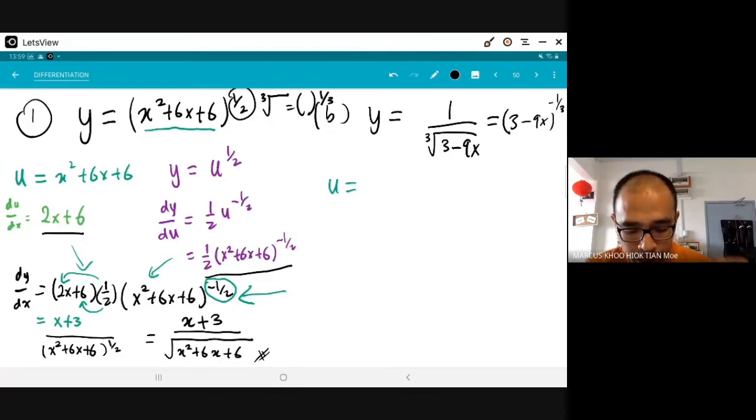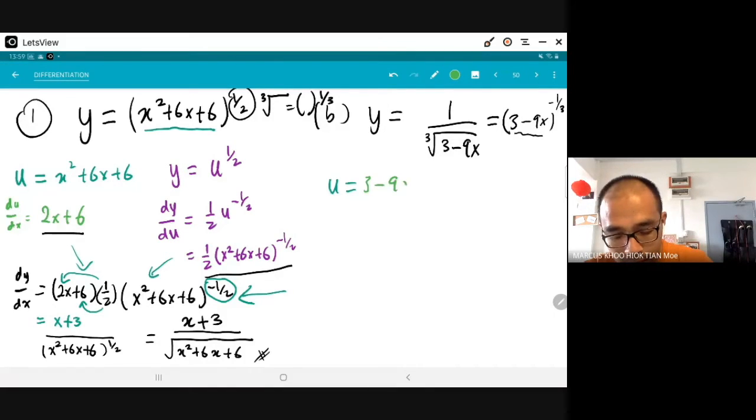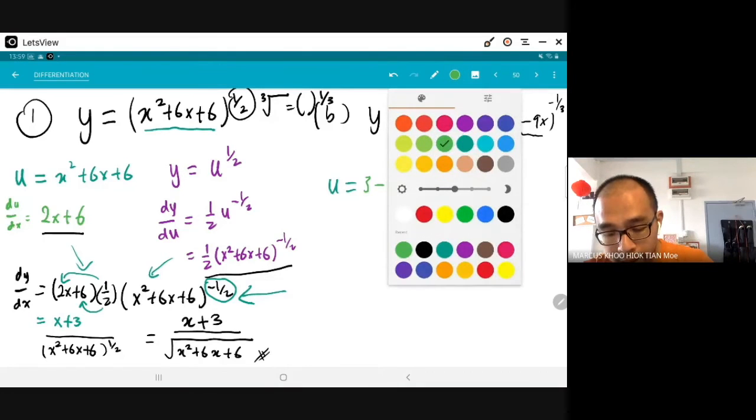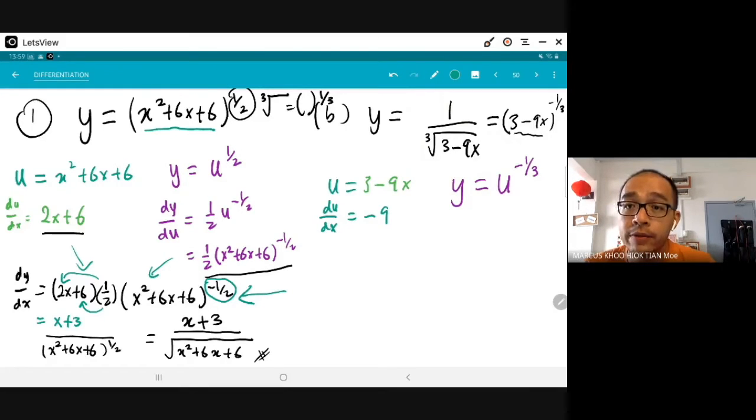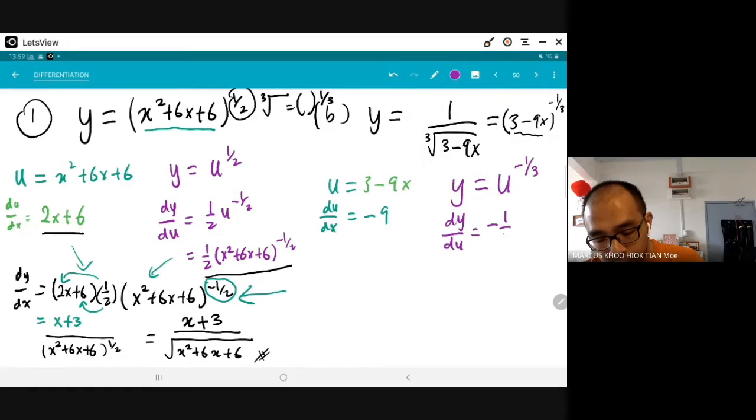Okay, so oleh sebab itu, u is always everything inside the bracket. So u adalah 3 minus 9x. Manakala the y now changes to become y equals u to the power of negative 1 over 3. Okay, totally no problem because calculator is there to help you. So this one du dx will be equal to negative 9. Very simple differentiation. Manakala yang warna purple pula, dy du will be negative 1 over 3 u to the power of negative 4 over 3.